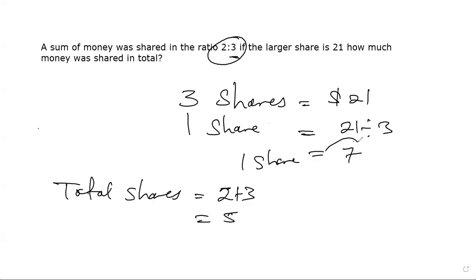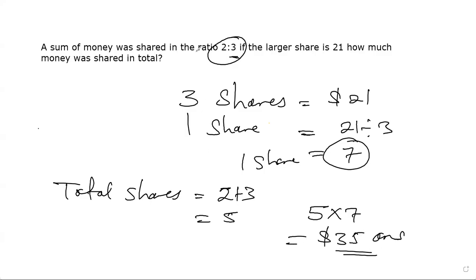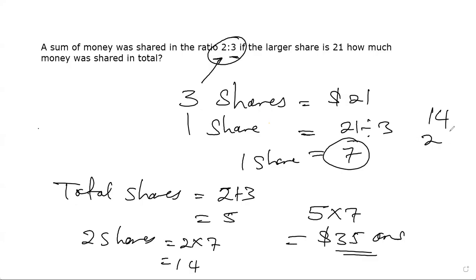And of course, we just multiply 1 share by the total shares. So 7 times 5 is 35. Alternately, we could have said find what 2 shares equal to. And of course, 2 shares is equal to 2 times 7, which is 14. And of course, we have 14 plus the 21, that will give us $35.